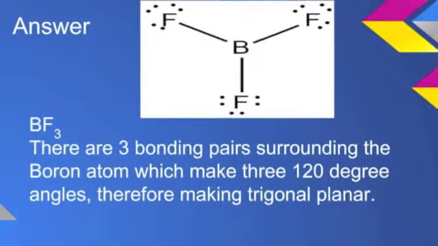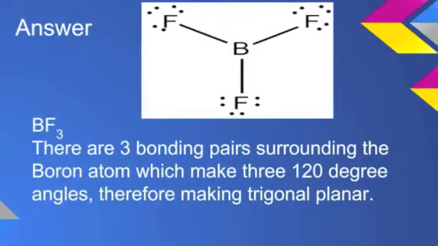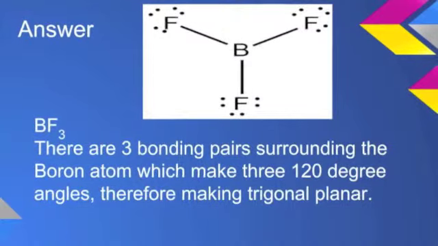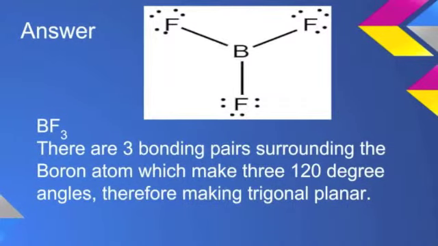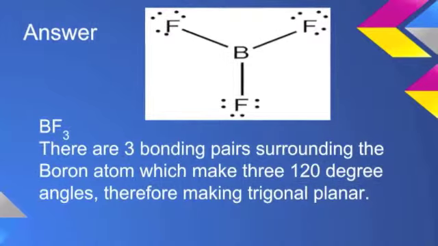Boron trifluoride, because there are 3 bonding pairs surrounding the boron atom, so they're going to be as far away from each other as possible, which would make 3 120-degree angles. Therefore, it would be trigonal planar.